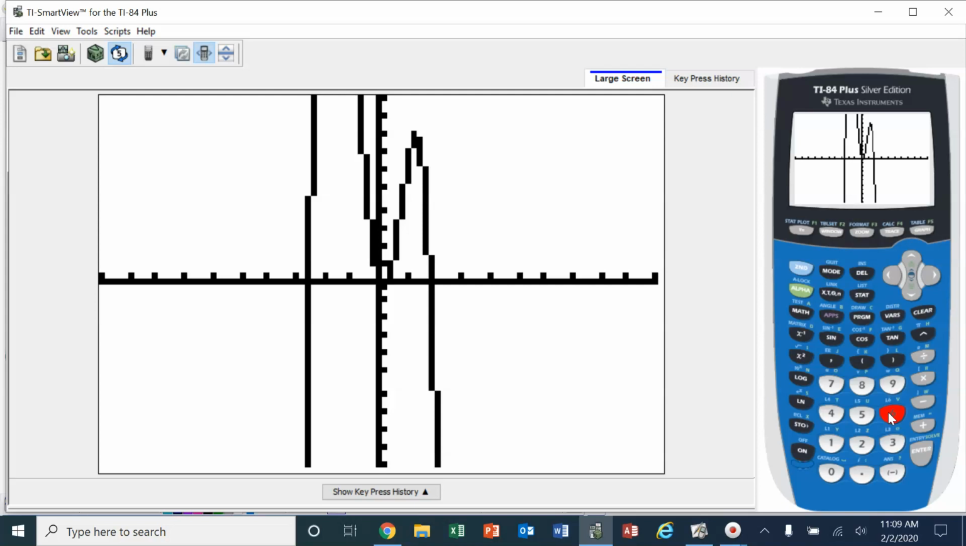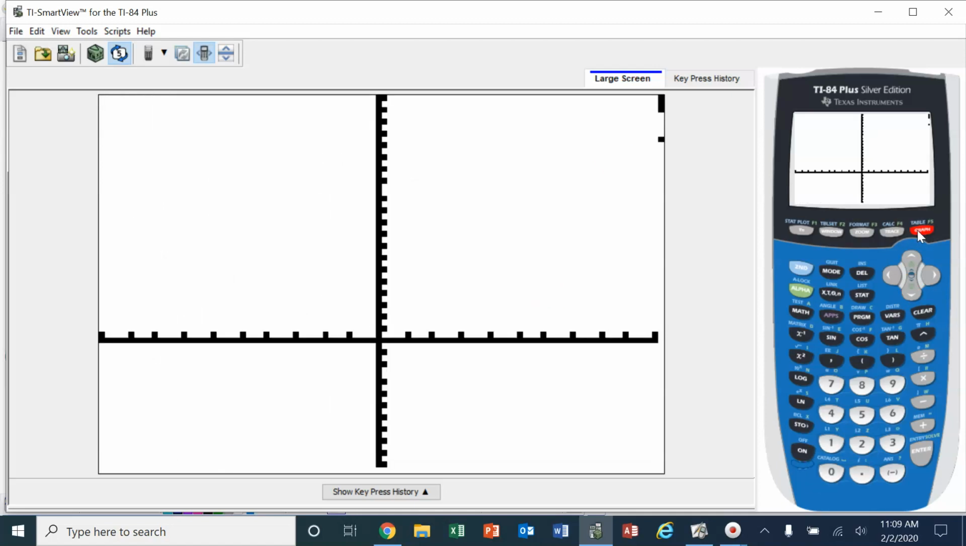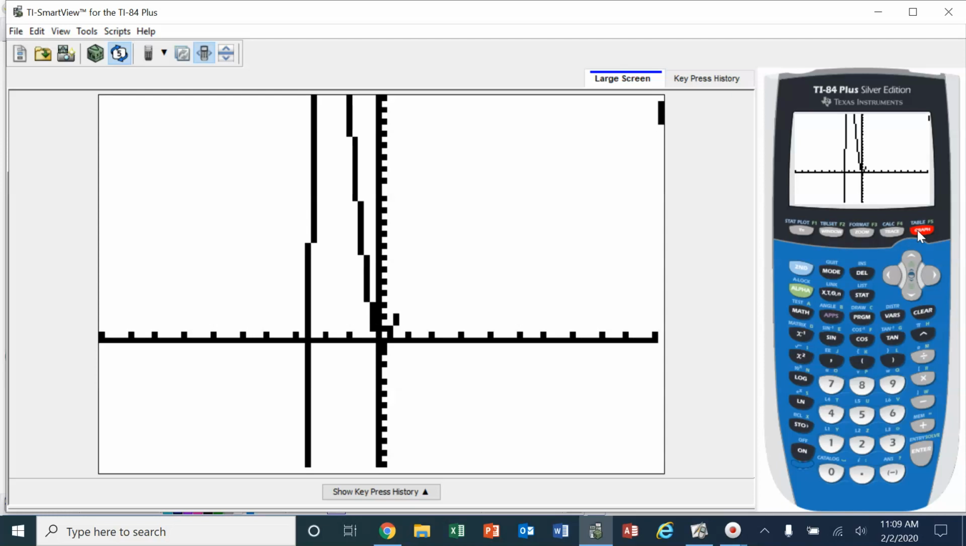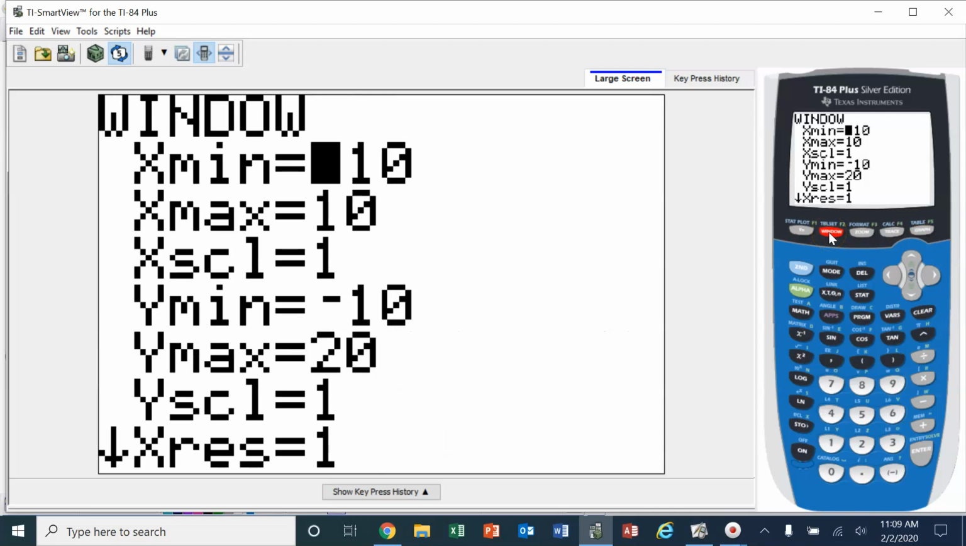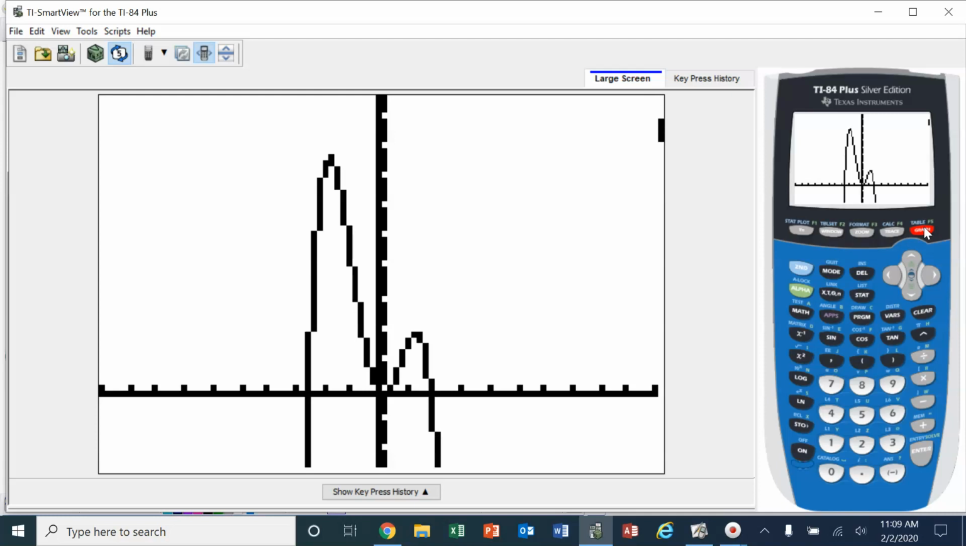The only thing is I don't see all of it. I notice that one of my maximums is off the screen. So what I'm going to do is hit the window button, and I want to change my y maximum. I'm going to try 20 and see if that works. It did not, so I'm going to make it a bit bigger. Again, I'm going to go to my window and to my y maximum, and I'm going to try 40. That should be enough. Yep, that works really good.